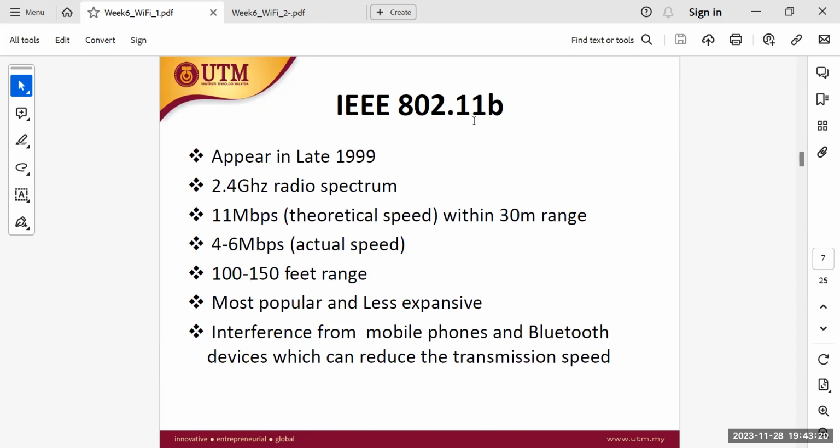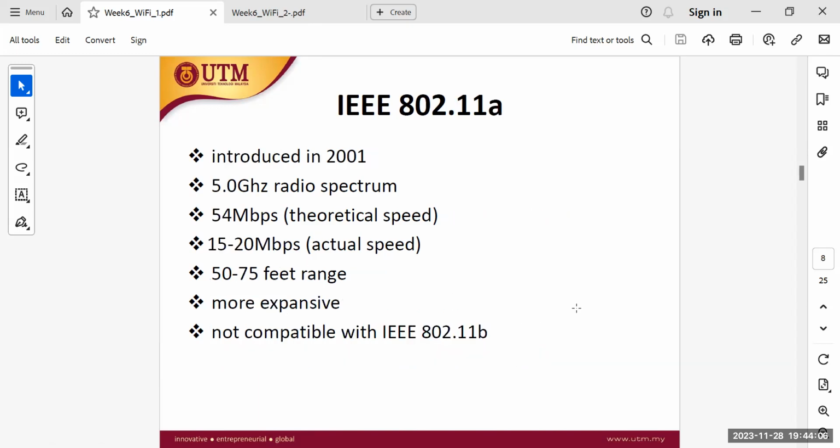Okay, IEEE 802.11b appeared in late 1999. It is a simple 2.4 gigahertz radio spectrum having a theoretical speed of 11 megabits per second within a 30 meter range, whereas the actual speed is around 4 to 6 megabits per second. The range is around 100 to 150 feet, and it is regarded as one of the most popular and least expensive of all the different types of Wi-Fi. Interference from mobile phones and Bluetooth devices, which can reduce the transmission speed, is one drawback of IEEE 802.11b.